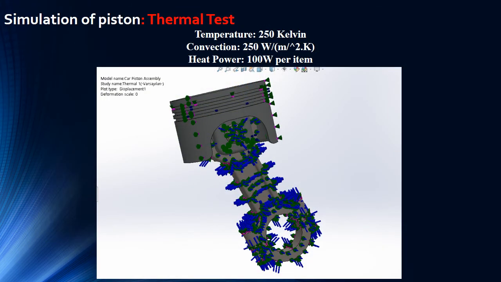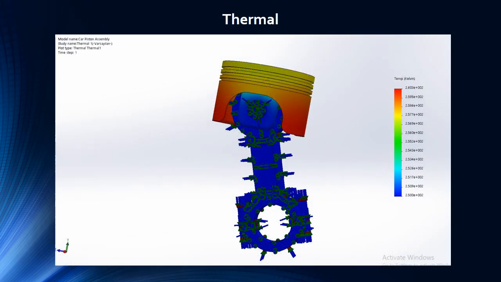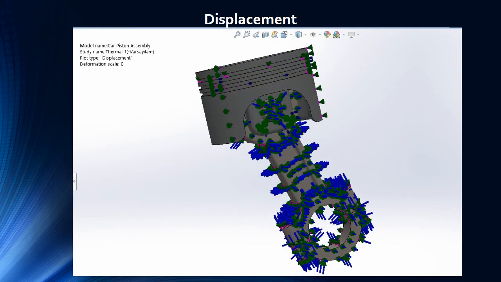The second test simulation that I'll be using is the thermal test. The temperature that we key in is 250 Kelvin with a convection of 250 and a heat power of 100 watts per item, while the piston is in the engine, so all the surfaces are exposed in the engine. All the surfaces are exposed to the temperature. So this is for the thermal temperature. The piston head heats the most. This is the displacement test.